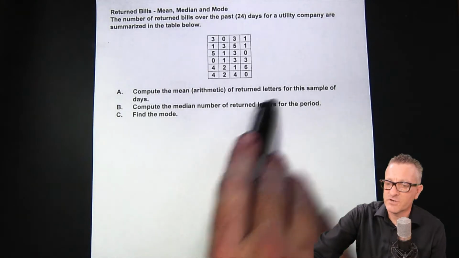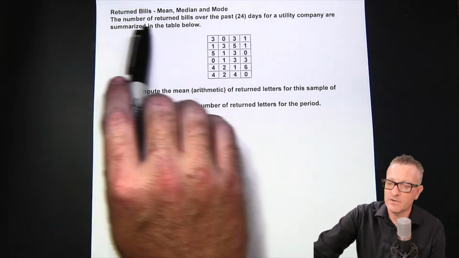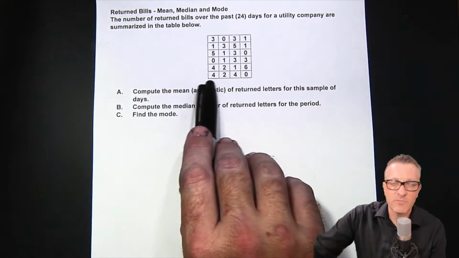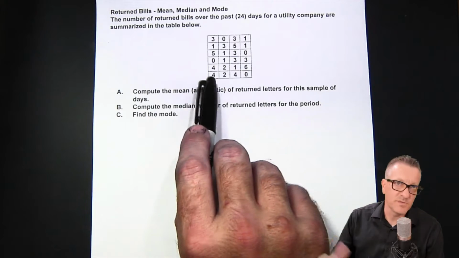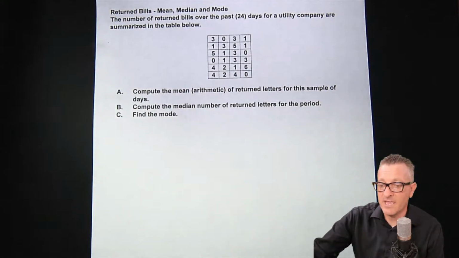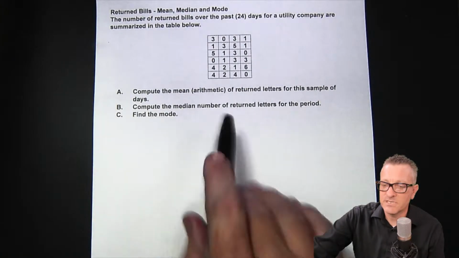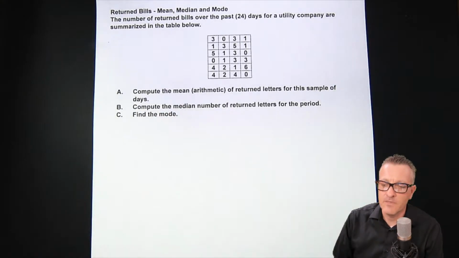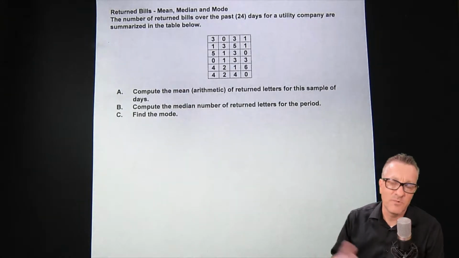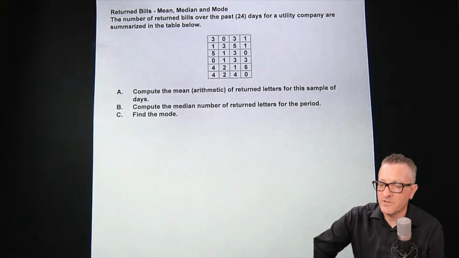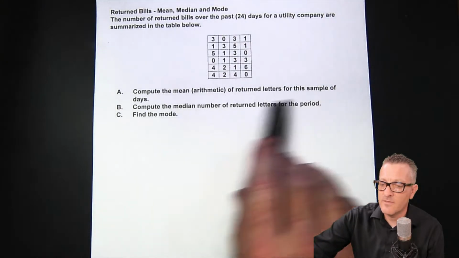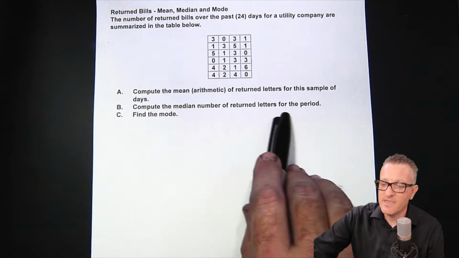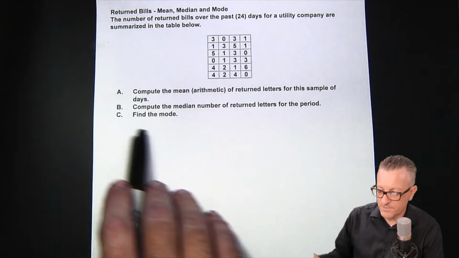Okay, it says the number of returned bills over the past 24 days for a utility company are summarized in the table below. So what we have is 24 different days. Each number represents the number of bills or letters returned for a specific day. It says, for A, compute the mean, the arithmetic mean, meaning the average way that we usually consider when we think about the average, which we call the mean, of return letters for the sample of days. Then B, compute the median number of return letters for the period, and then find the mode. Okay, so we'll start off.